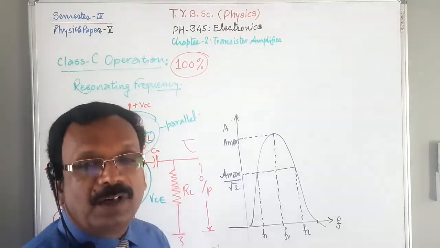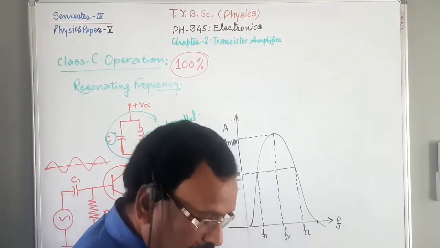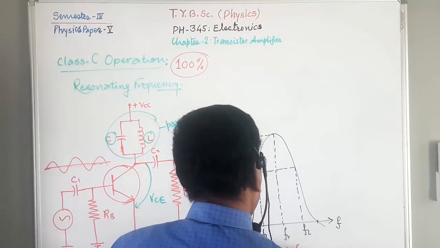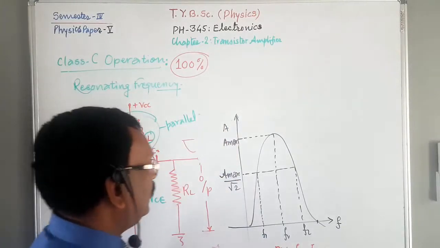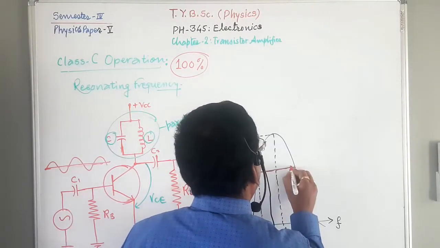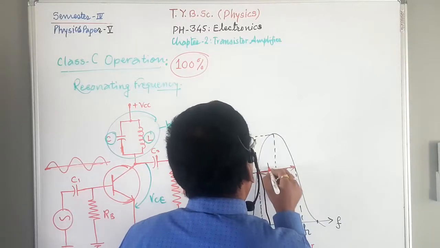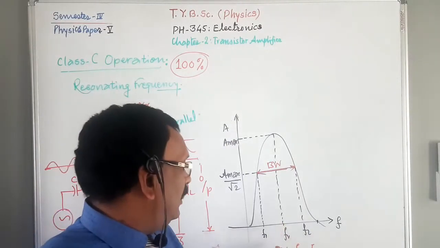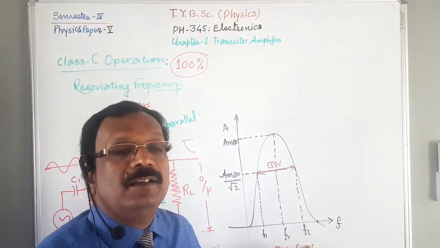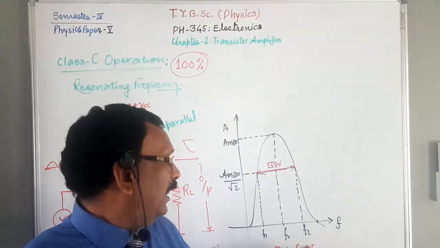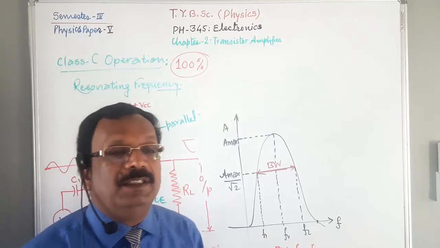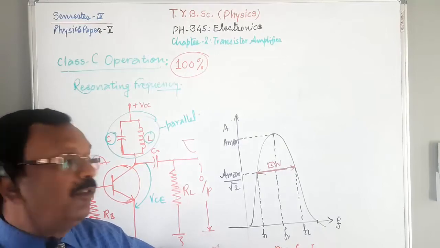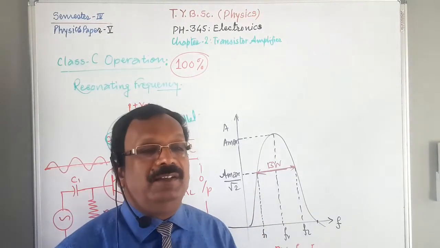Between the upper cutoff frequency and the lower cutoff frequency, bandwidth is equal to F2 minus F1. This distance represents bandwidth. Here F1 is the lower cutoff or lower half power frequency, and F2 is the upper cutoff or upper half power frequency. Bandwidth BW is equal to F2 minus F1. In this way, bandwidth can be defined.